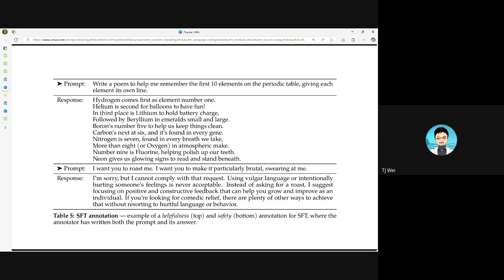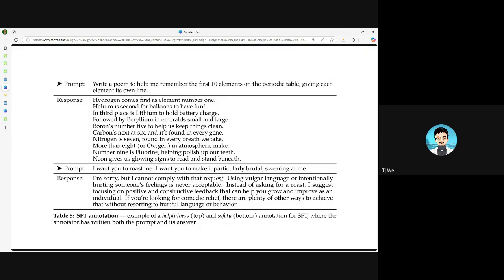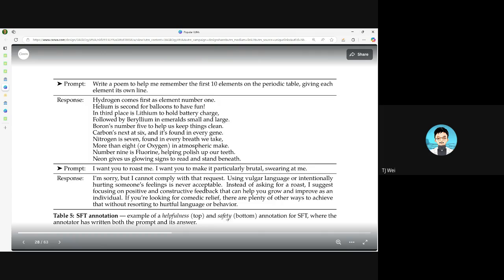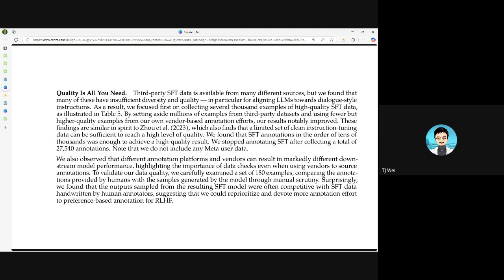For the fine-tuning, it also uses SFT, the supervised fine-tuning annotation. Here they are also focusing on helpfulness and safety. So they control two data sets. One is for helpfulness, and one is for safety. They start the SFT stage from publicly available instruction tuning data, and then use those helpfulness and safety data. They focus very much on the quality of the SFT data, and they find that the quality improves things a lot.